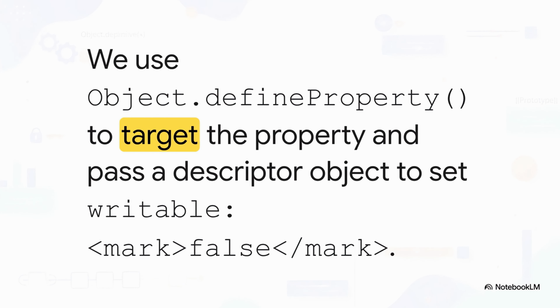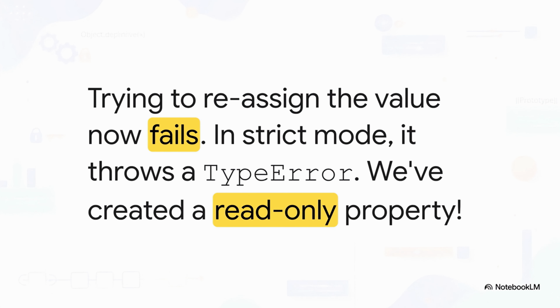We're going to use Object.defineProperty on our user object, and we'll target the name property. Then we just pass in a little descriptor object and set writable to false. That's it. It's really that simple. So what happens now? Well, if we try to change user.name to Pete, we're going to get a TypeError.